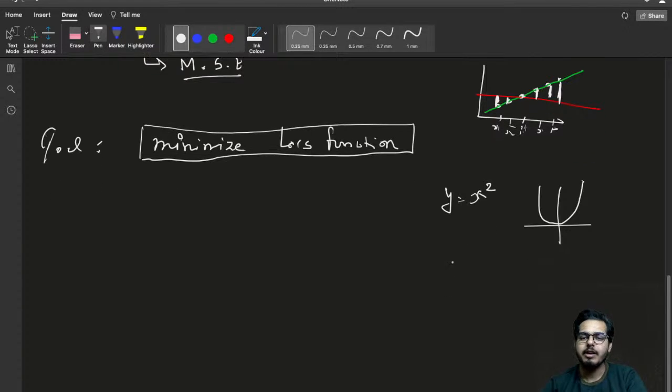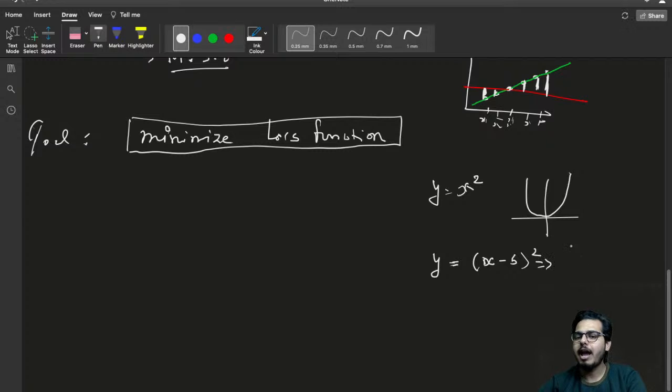What is the graph of x minus 5 whole square? It will look again like a parabola, but with some changes on the axis. Earlier the minimum value of the loss function was at 0 on the x-axis. Now this graph is shifted 5 units to the right on the plane.